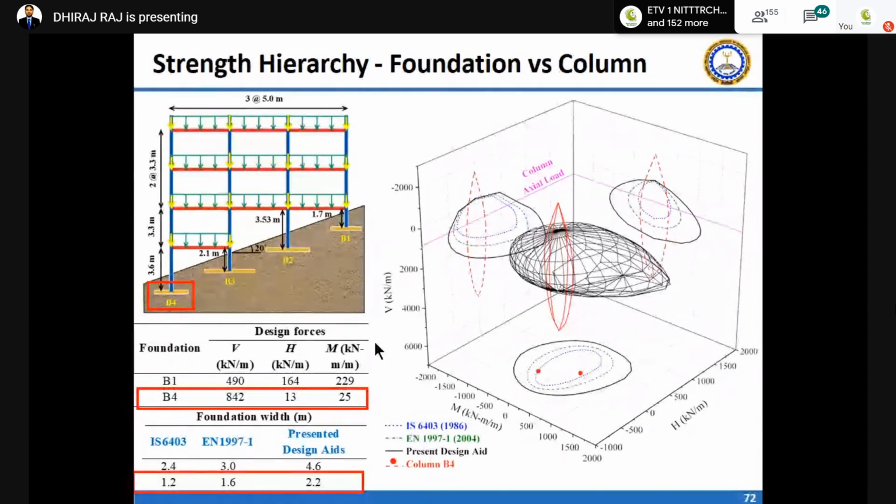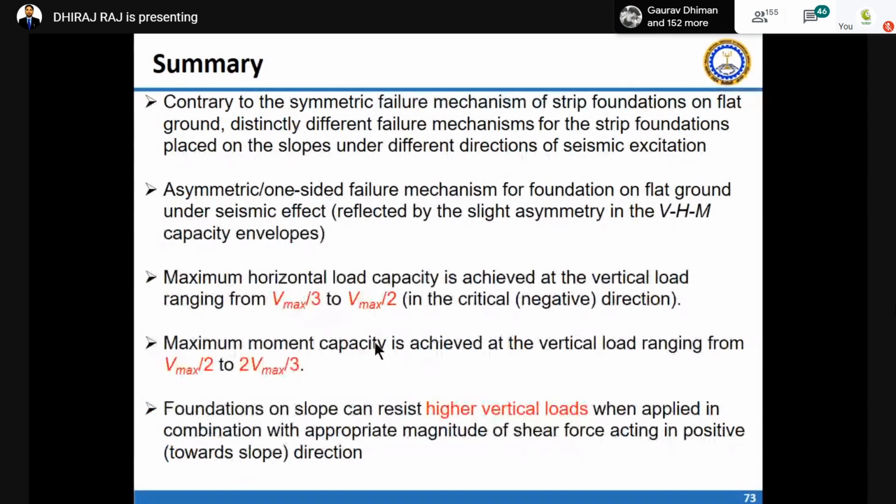So you have to always go for this capacity envelope concept, especially. These are the summary of my lecture talk: contrary to the symmetric failure mechanism of the strip foundation on flat ground, a distinctly different failure mechanism occurs for the strip foundation placed on slope under different directions of seismic excitation. You can see, this is no more Terzaghi kind of bearing capacity failure. There is a different kind of failure. This is asymmetric failure, whereas the flat ground has symmetric failure. So asymmetric or one-sided failure of foundation on slope, even under seismic effect, you can see.